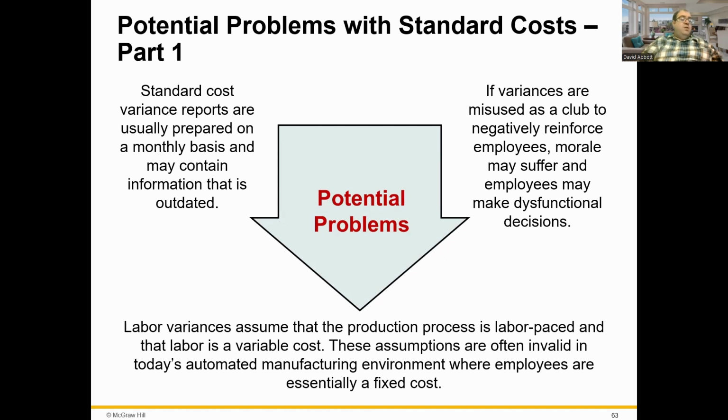Labor variances make two important assumptions. The first is that they assume that production is labor-based or labor-paced. If labor works faster, output would go up. Second, they assume that labor is a variable cost. These assumptions are often invalid in today's automated manufacturing environment, where employees would be essentially a fixed cost because you have more supervisory employees and everything's being done more in a mechanized manner.